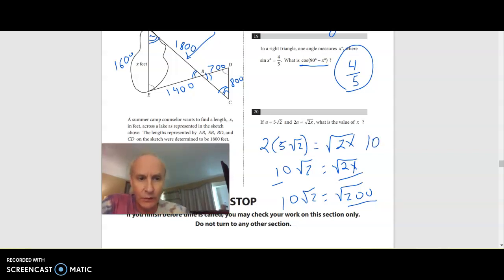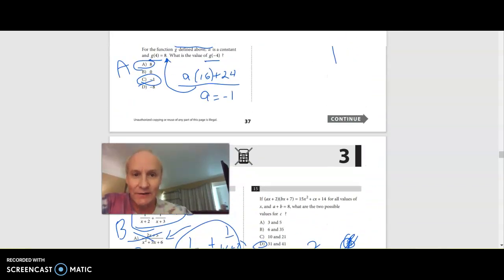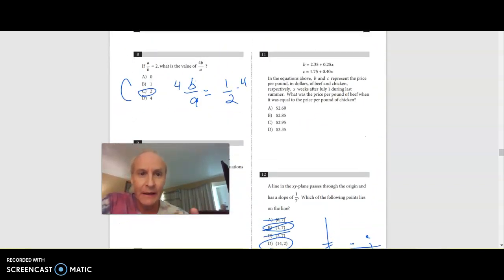So x is 100. The one I skipped before, some people may have noticed that I skipped number 11 by accident. So I'm going to go back and do number 11 from the other section. It says that in the equation above, B and C represent the price per pound of beef and chicken. X weeks after July 1st last summer, what was the price per pound of beef when it was equal to the price per pound of chicken? So we want them to be equal to one another.